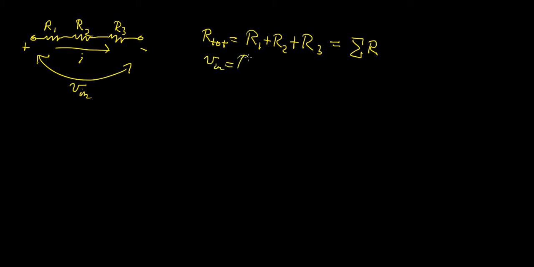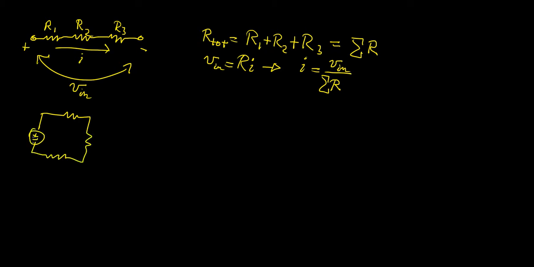So then we can use Ohm's law, which is V equals Ri. And in this case, we can just rearrange that so that the current is going to be given by V in divided by the total resistance, which is going to be just the sum of the resistances. So to give you an example, suppose we have a circuit that looks like this.